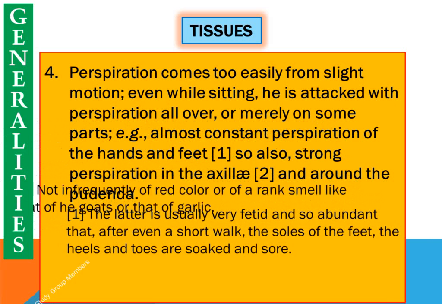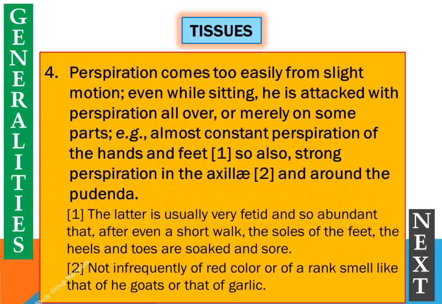Then perspiration of the hands and feet, that is later, the feet smell is very bad and so abundant that even after a short walk the soles of the feet, the heels and toes are soaked and become sore. That is, their socks are always wet. And here in the axilla, not infrequently, the red color of a rank smell, bad smell like that of goats or that of garlic. So bad smell, several varieties have been described. Instead of that, we can simply call it very bad smelling.